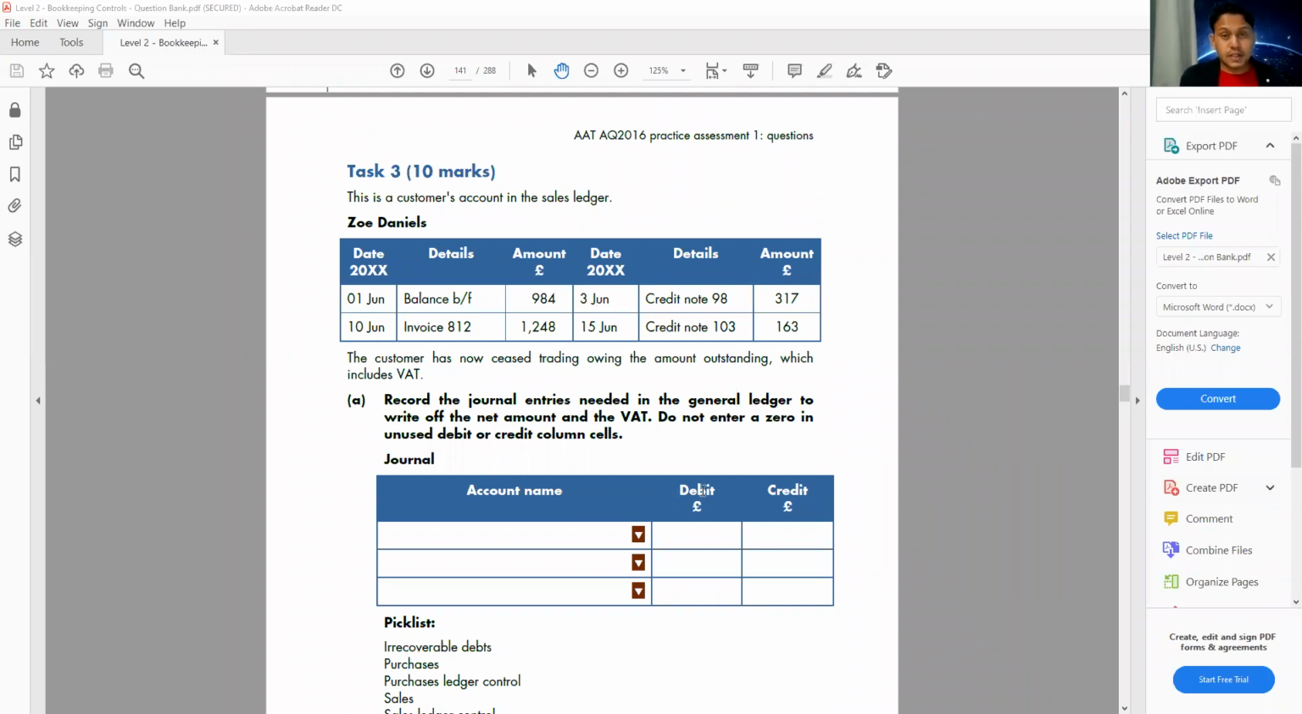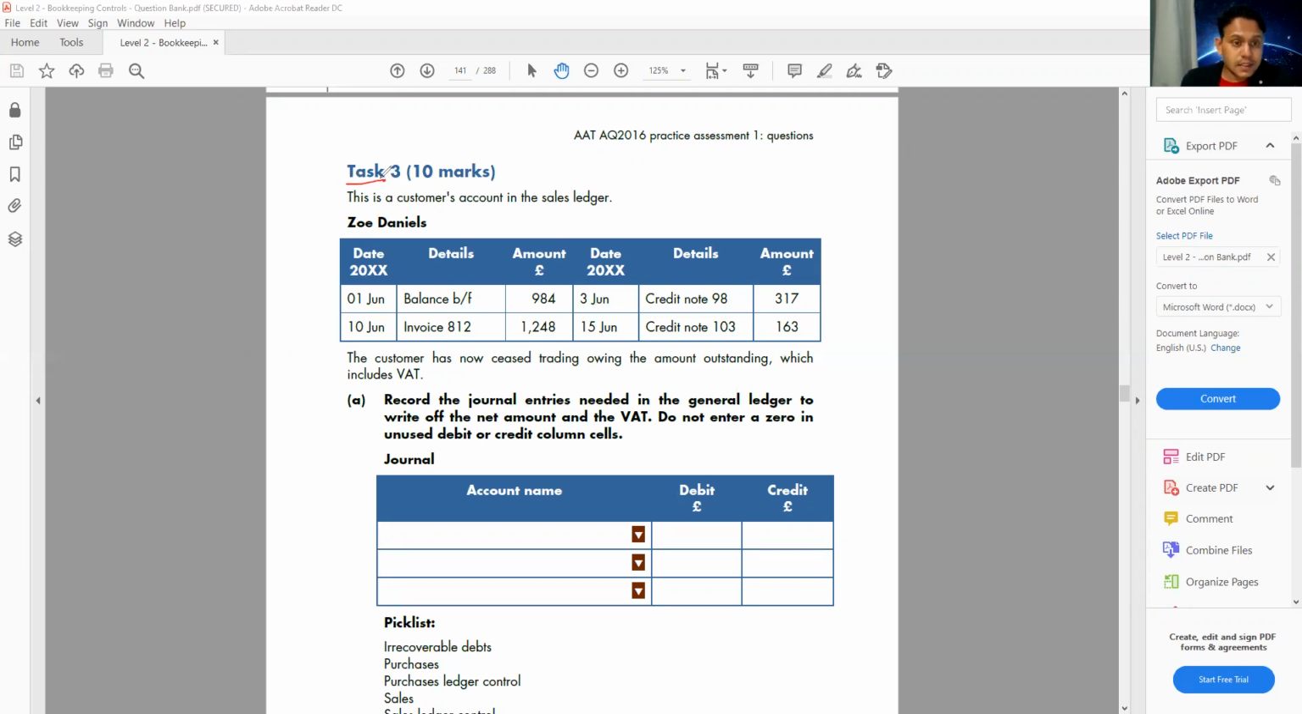All right, so on task 3, you can see we have a journal for the question, and I have seen this question in the exam so many times. Please make sure your microphone is mute so that it doesn't make any noise for everyone. Okay, so task 3, 10 marks question.